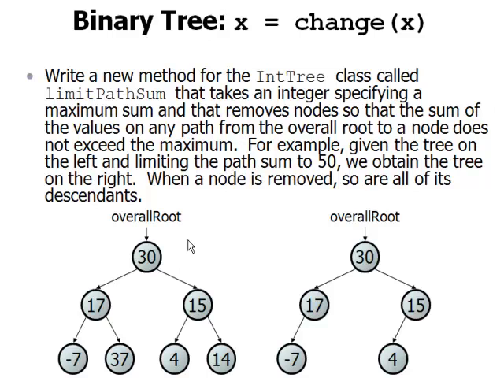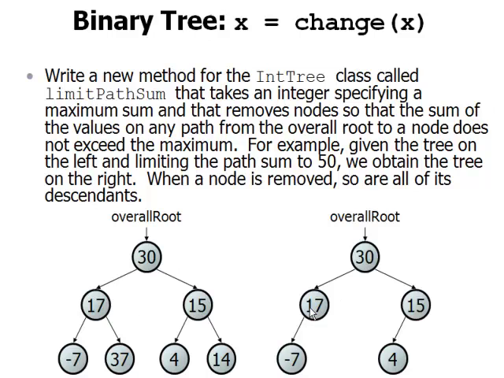So we have a sample tree here, and we're told to suppose that we're limiting to a sum of 50. We consider various paths through this tree. If we were thinking about this node right here, for example, the path is from the overall root to this node to this node. That's a good example of something that's a problem, because 30 plus 17 plus 37 would be bigger than the maximum of 50. And so that's why that 37 isn't included.